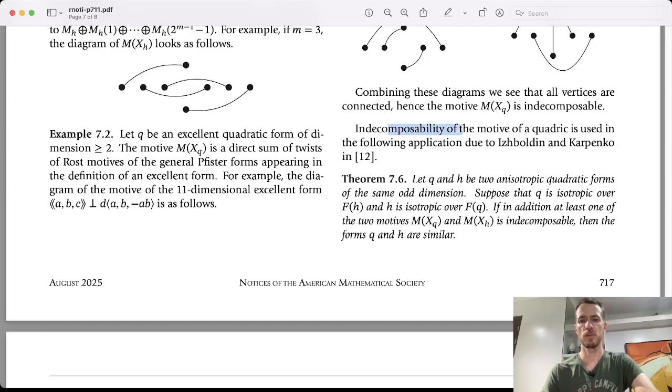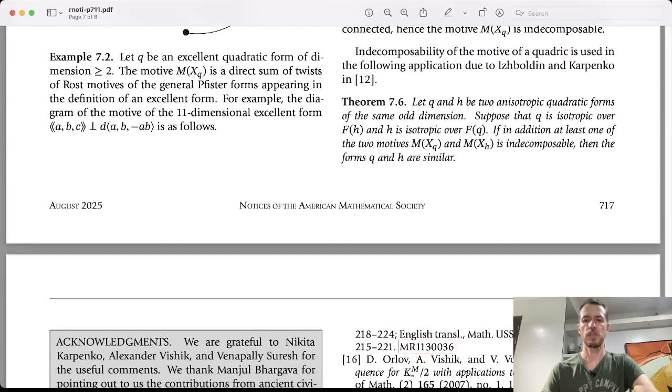Indecomposability of the motive of a quadric is used in the following application due to Izhboldin and Karpenko, in reference 12. Theorem. Let Q and H be two anisotropic quadratic forms of the same odd dimension. Suppose that Q is isotropic over F(H) and H is isotropic over F(Q). In addition, if at least one of the two motives, the motive of X_Q and the motive of X_H, is indecomposable, then the forms Q and H are similar.